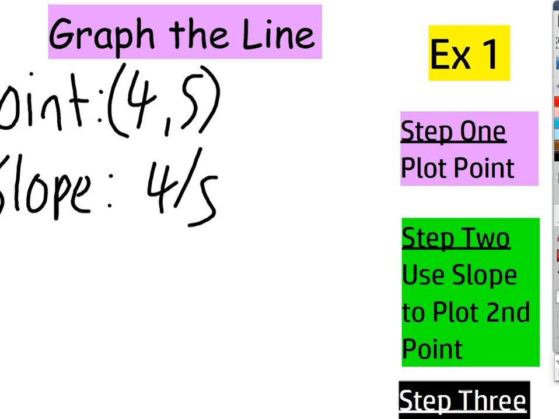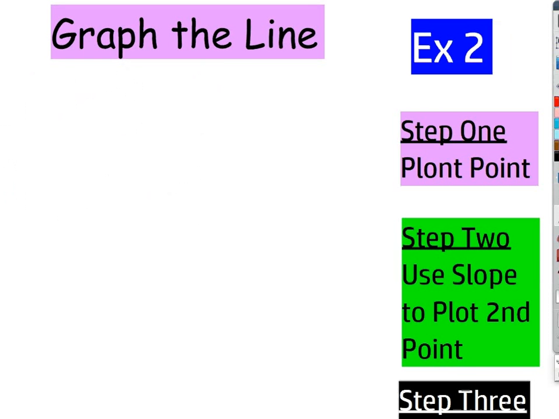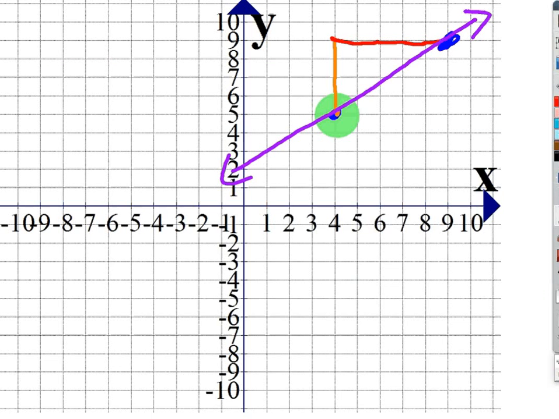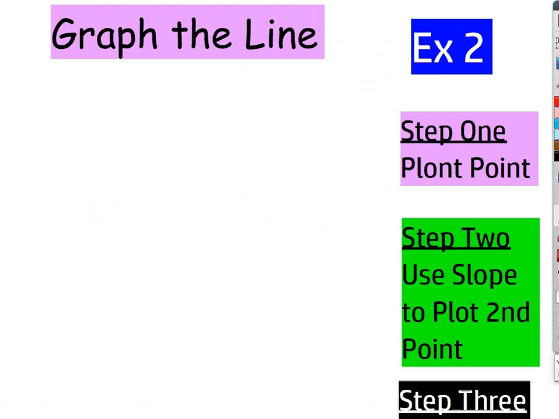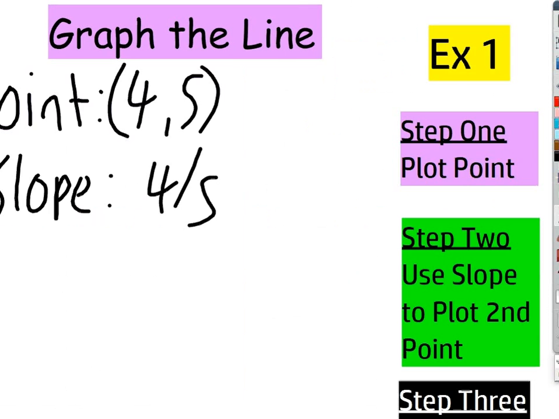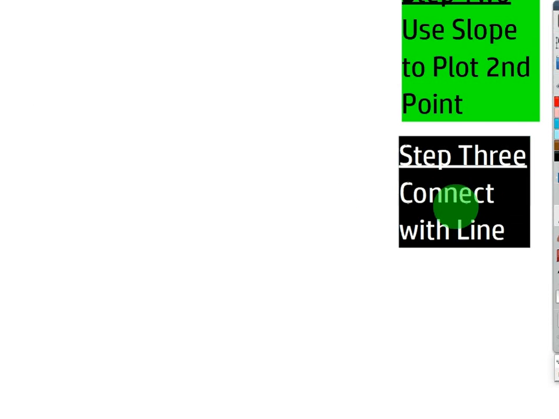Be hard, right? If you're given the slope and the y-intercept, it's easy, right? If the slope is -2 and the y-intercept is 3, it'd be -2x plus 3. We talked about that, but this is a little bit more complicated. So let's go ahead and go on to example 2. That was example 1. The third step is to connect the points with the line. That's the easiest step.